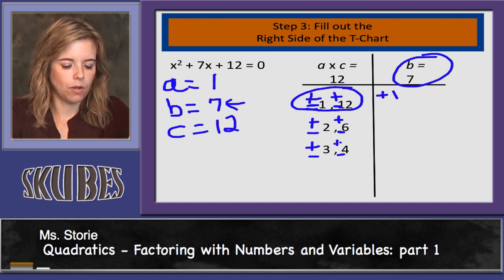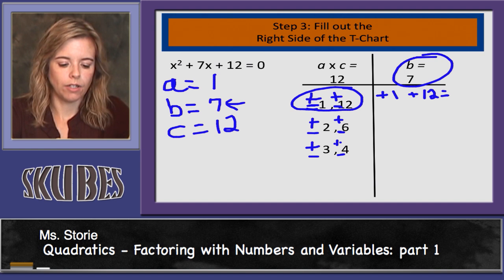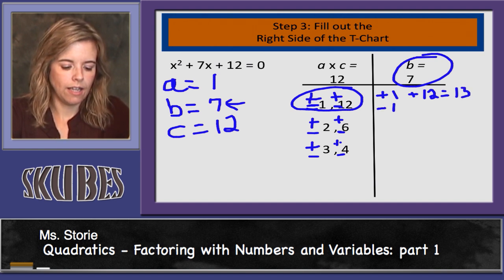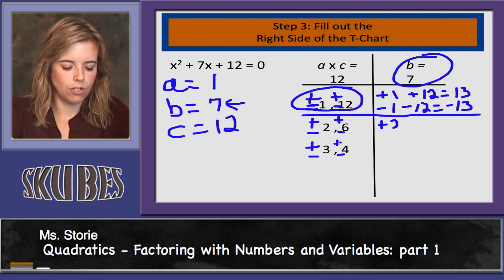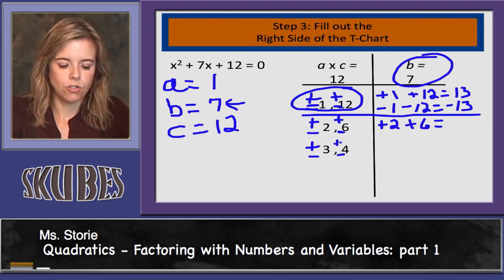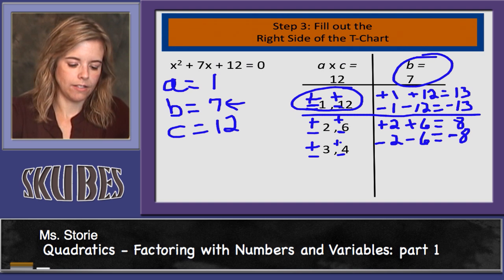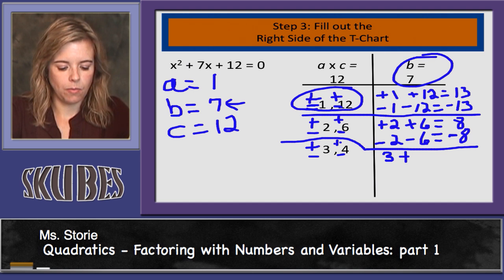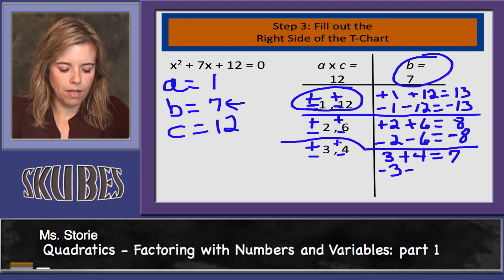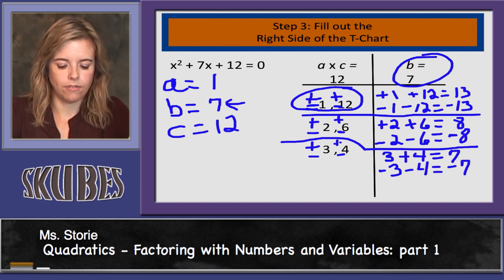So we're going to take positive 1 and add 12, and we're going to get 13. We're going to take negative 1 and subtract 12, and we're going to get negative 13. So that's it for the 1 and the 12. Then we're going to take a positive 2 and add 6. That's going to get you to a positive 8. Then you're going to take a negative 2, subtract 6, and that'll get you to a negative 8. And that's it for your 2 and your 6. Now we're going to go to 3 and 4. So we take a positive 3 and a positive 4, and that'll get you to 7. And we also have to take negative 3 minus 4, and that's going to get you to a negative 7.